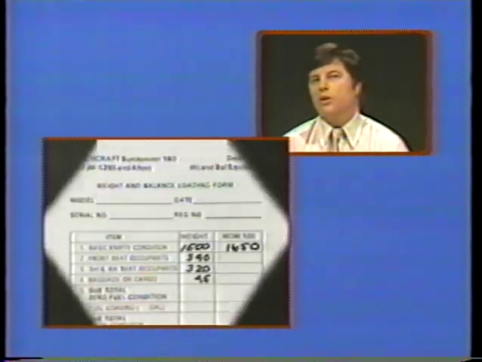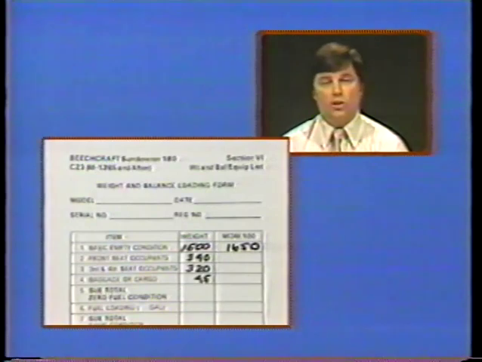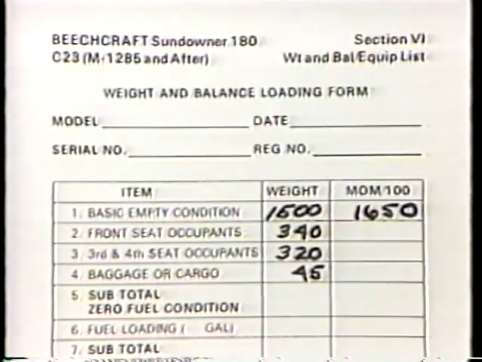A weight and balance problem for a larger airplane using the table method could look like this. Let's assume a basic empty weight of 1,500 pounds and a moment divided by 100 of 1,650. The front seat occupants weigh 170 pounds each for 340 pounds and will sit with the seats in the aft position. The third and fourth seat occupants weigh 160 pounds each for a total of 320 pounds. There will be 45 pounds of baggage. We need to find the moments for these weights and subtotal both weights and moments for our zero fuel condition.